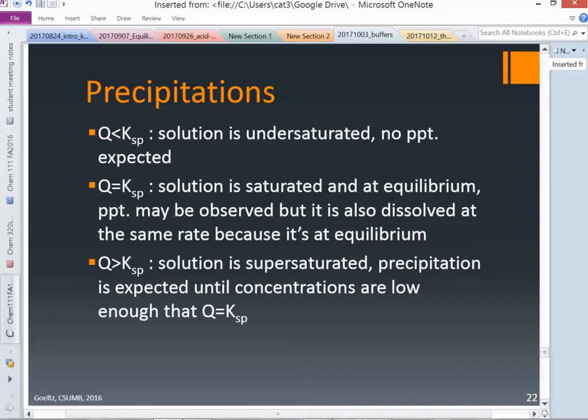If Q equals K, well, you're at equilibrium, and the solution is what is called saturated. Your solution has had it up to here with whatever chemical you're trying to dissolve into it, and no more. Saturated. If Q is greater than K, it's what's called supersaturated. Sounds cooler than it probably is. That means that if you wait, you expect that a precipitate will form. There are too many ions in solution for equilibrium. And how much will precipitate? Well, enough such that Q will equal K.